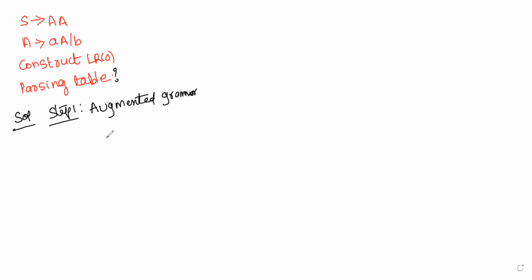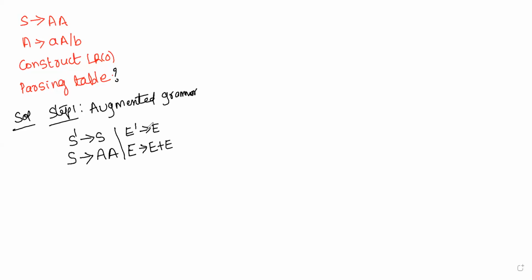The given productions are S tends to AA, A tends to aA by b. So I am going to add the augmented grammar. What is in the augmented grammar here? Remember, you see the first production. My first production is S tends to AA. So the augmented grammar is S dash tends to S. For example, suppose your production is E tends to E plus E, then my augmented grammar is E dash tends to E.